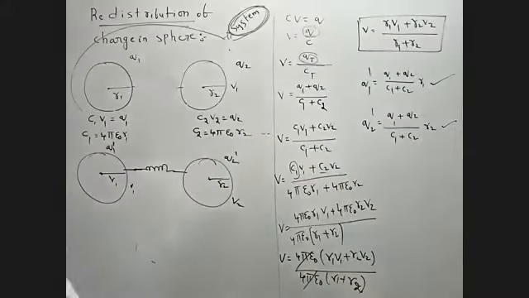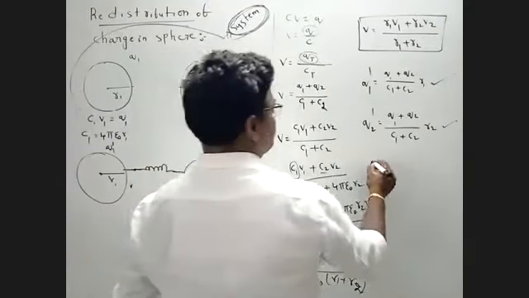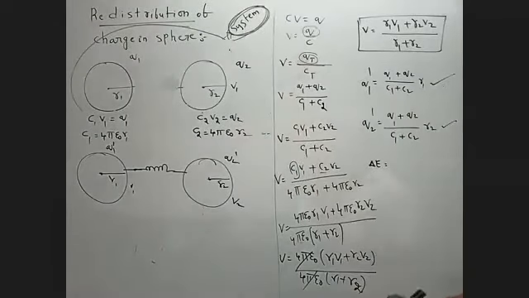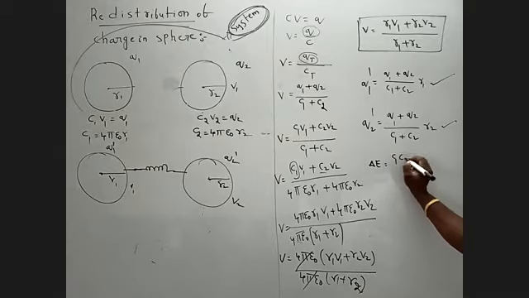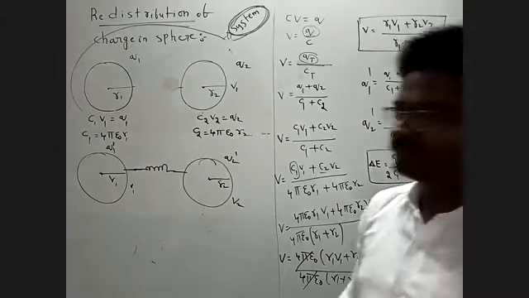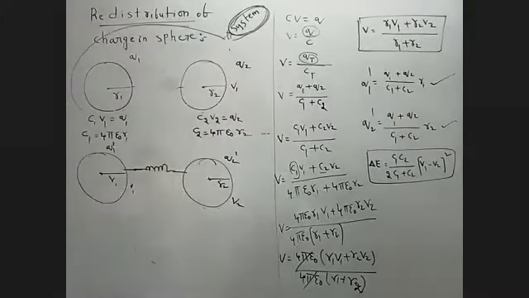Now, you know very well the charge transfer and loss of energy. Loss of energy is equal to C1 C2 by 2 (C1 plus C2), into (V1 minus V2) whole square. This is the loss of energy formula. Do you know the formula? Very good.